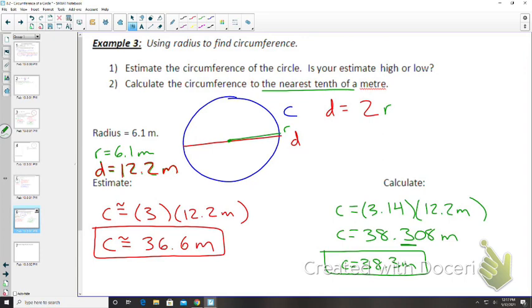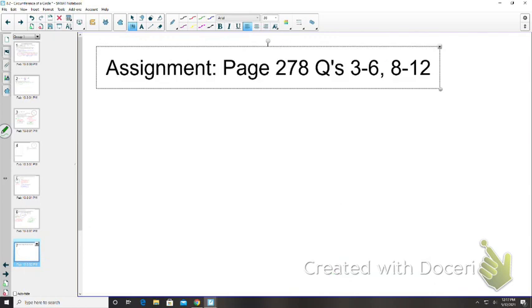Okay, so this is finding the circumference from the diameter or the radius. And that's it for topic 8.2.